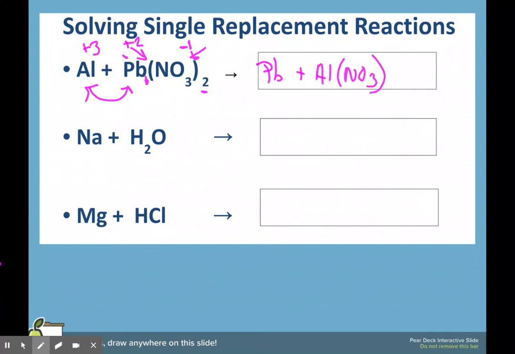And then we would swap, we would crisscross those. So if aluminum was +3, we need a 3 outside of the parentheses. And if NO3 was -1, then that means down here would have an understood 1. What about Na plus water? Water is kind of special.